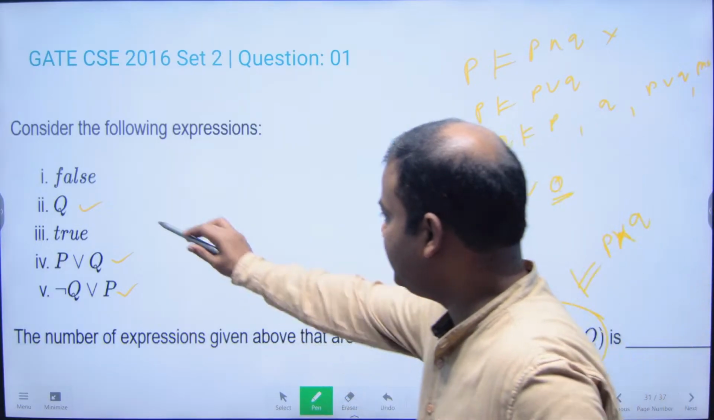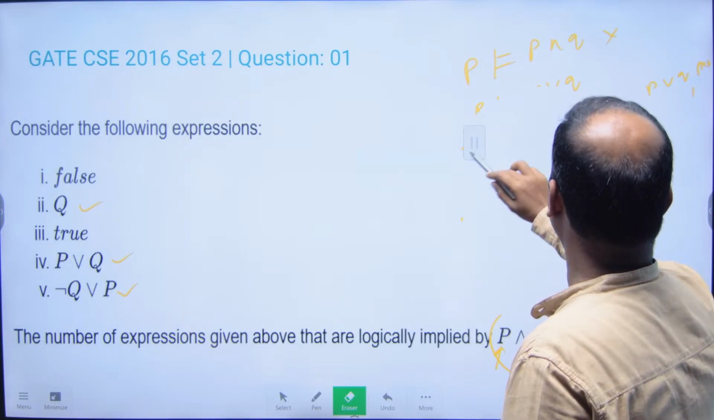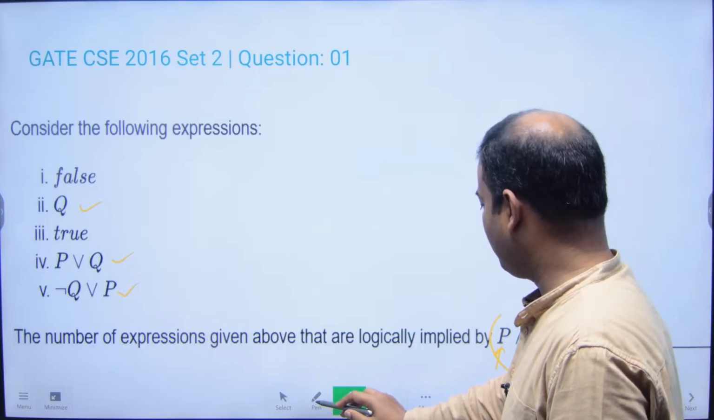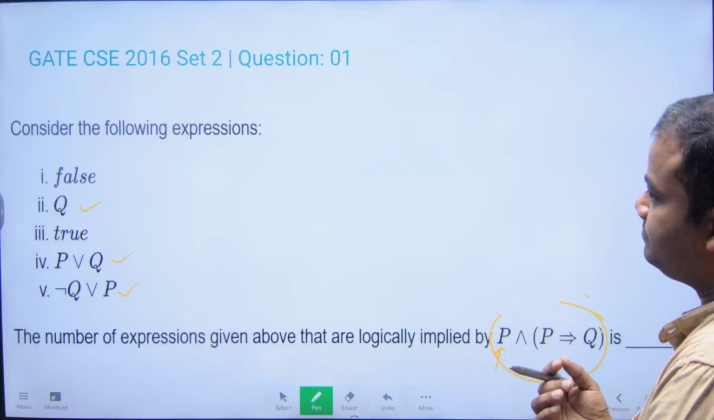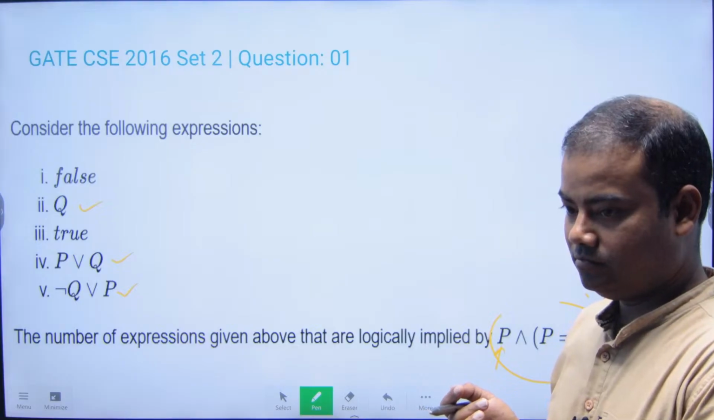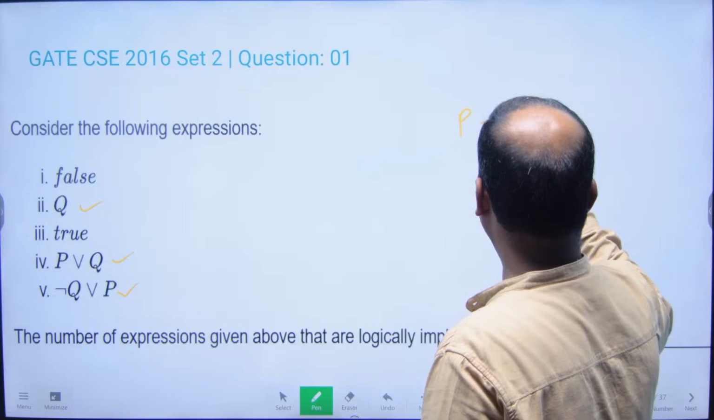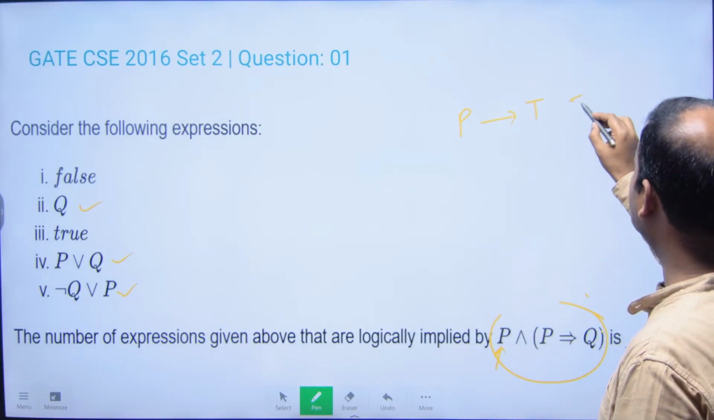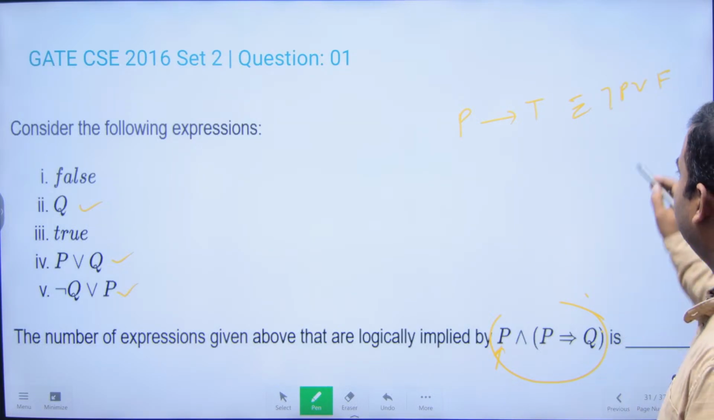This is clear that these three things you can conclude. What about true and false? True. True you can conclude. Okay. If Q is true, from P what can you conclude? If from P you can conclude true, if this is written, what is the meaning of this? Not P or F. So this is equivalent to not P.